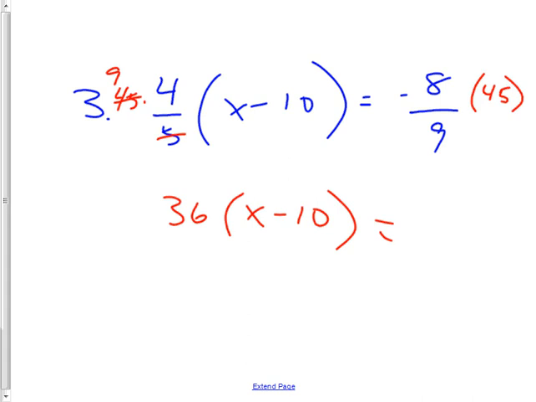I don't want to really do 8 times 45 divided by 9. I could if I had a calculator. But I personally am going to say 9 goes in here once, 9 goes in here 5 times, and 8 times 5 is 40. Notice, look, Mom, no fractions. Now you can just solve from there.